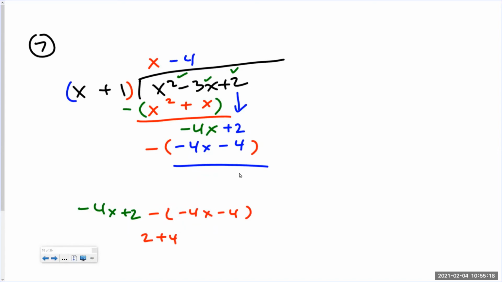I'm getting 2 plus 4, which is 6. Am I good on that? My algebra is weaker than my calculus. Okay, I think that's right. Okay, so do you see at this point, first of all, there's nothing else to carry down. Second of all, the power here of your x is smaller than the power here.